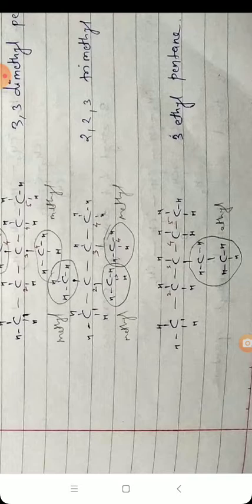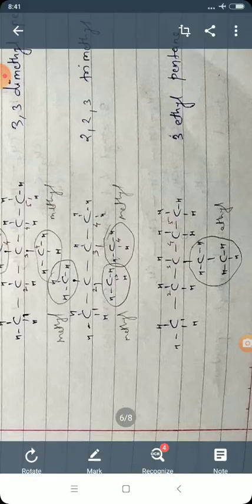See, this substituent possesses a 2 carbon group, so it is called ethyl. The position is 3, so it is called 3-ethylpentane. What is the name? 3-ethylpentane. Sorry, I first called propane.